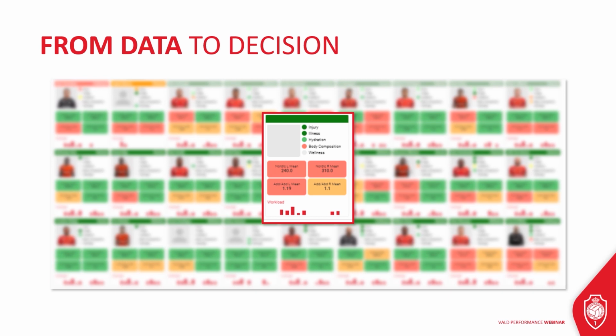But the technical staff can see immediately who is available. They can also see some data on the Nordic exercise, some data for the adductors, abductors, workload data, and so on. They have a very quick view on every player.